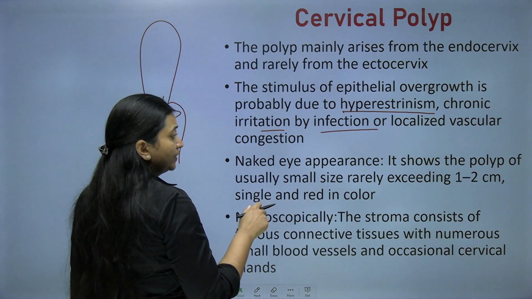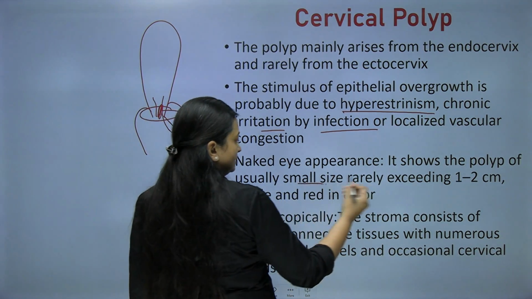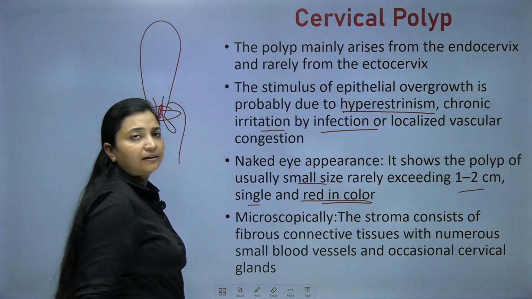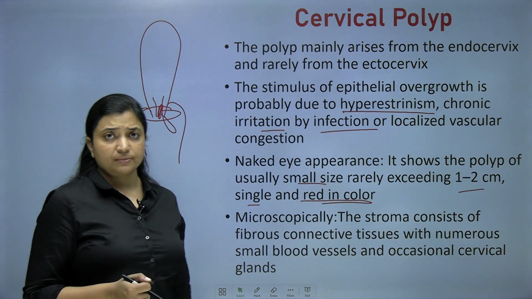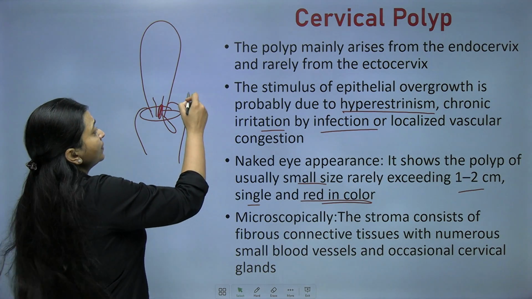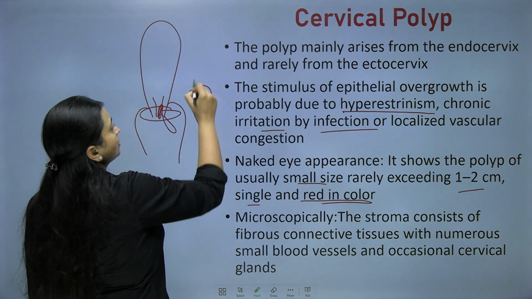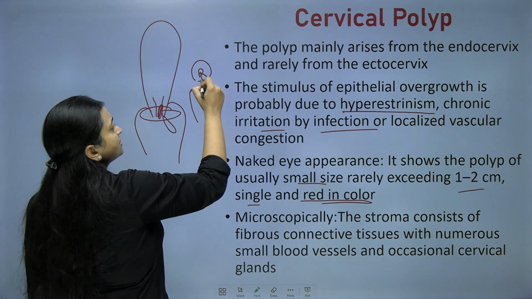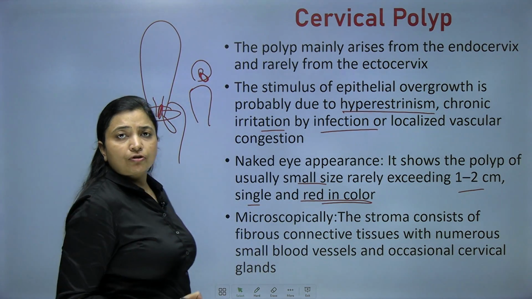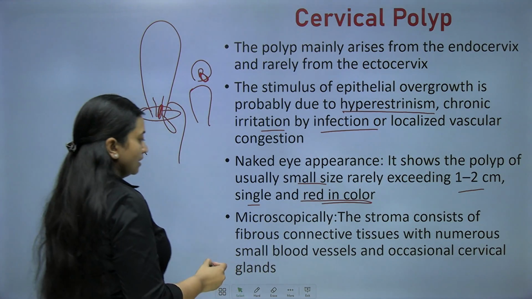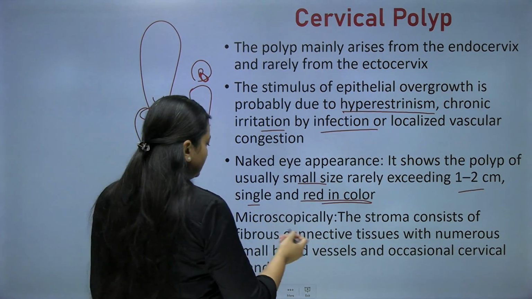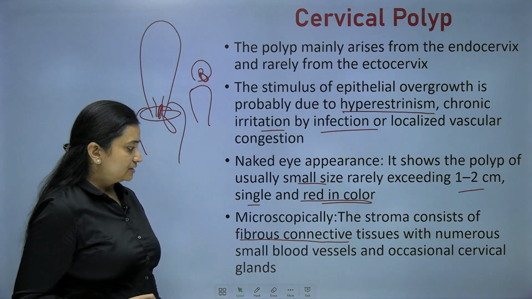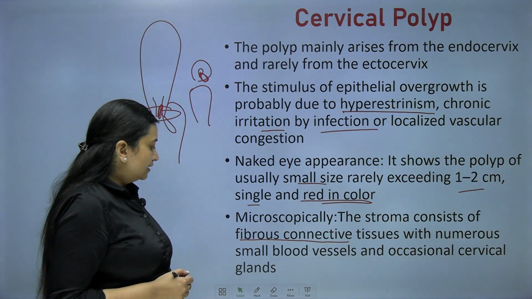What is the naked eye appearance here also? Small size, 1 to 2 centimeters, single and brilliantly red in color. If you see on a per speculum examination, this is your speculum, this is your cervix, a very fleshy red mass you can see protruding out from the external os. Microscopically, the stroma consists of fibrous connective tissues with numerous small blood vessels and occasional cervical glands.